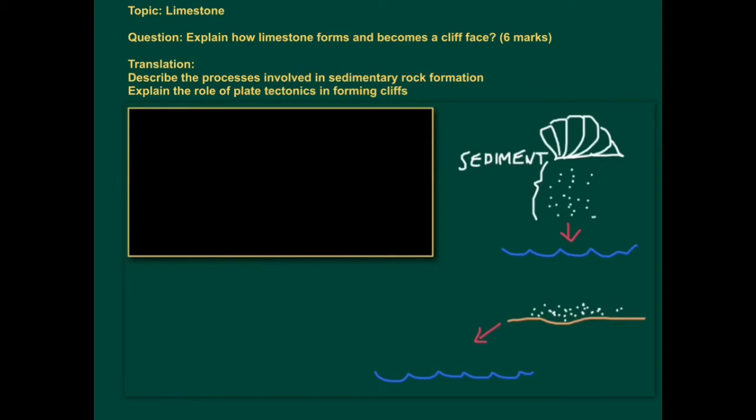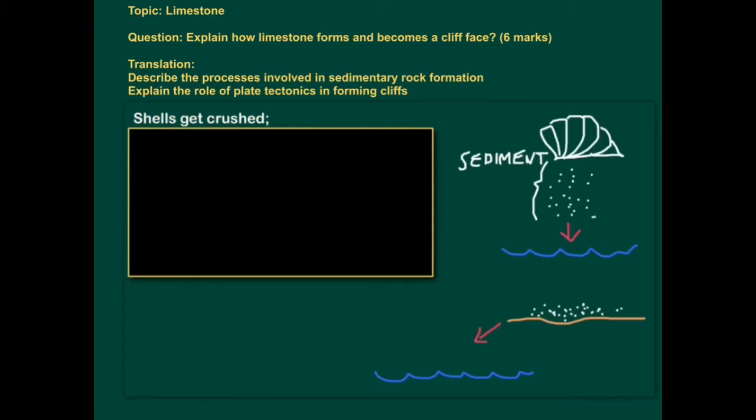So the question is, describe how limestone forms and becomes a cliff face. So this isn't quite as easy as just saying how sedimentary rock forms, because it's asking about a specific limestone, which admittedly is a sedimentary rock, so most of it will be very similar. And then it asks you, well, how does that rock layer that forms in the ocean become a cliff face? So there's two processes to describe.